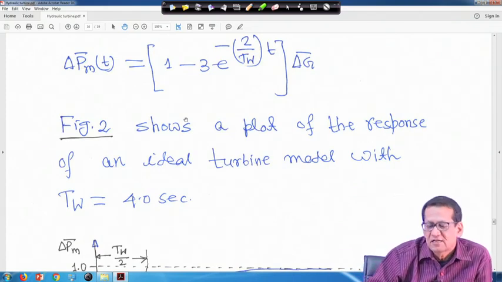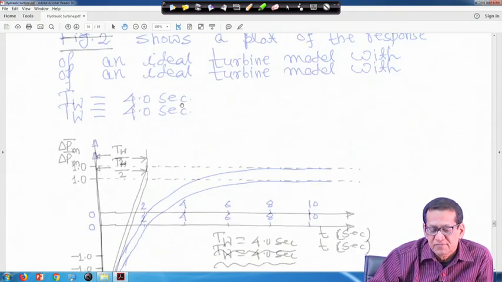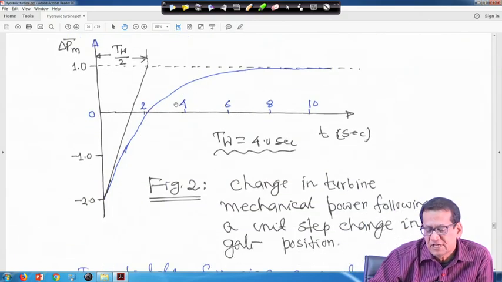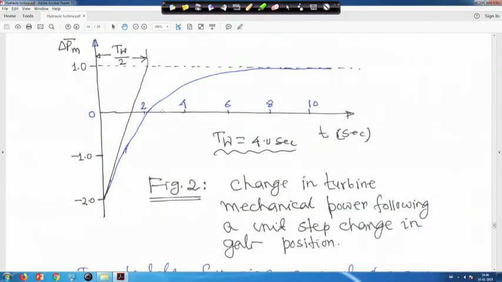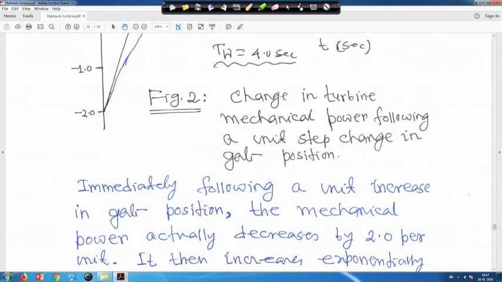So, that is why delta G bar is attached here, right. So, if you look into that change in turbine mechanical power following a unit step change in the gate position, there is actually no oscillation. It goes straight from this part to this point and reaches the steady state in 8 to 10 seconds. That is a simple classical model, a small example.